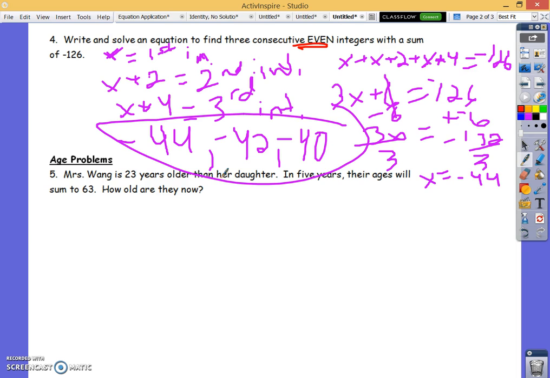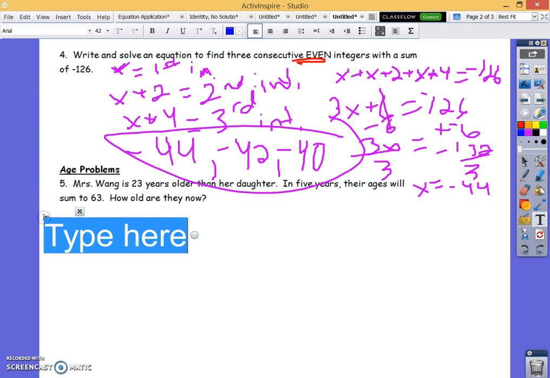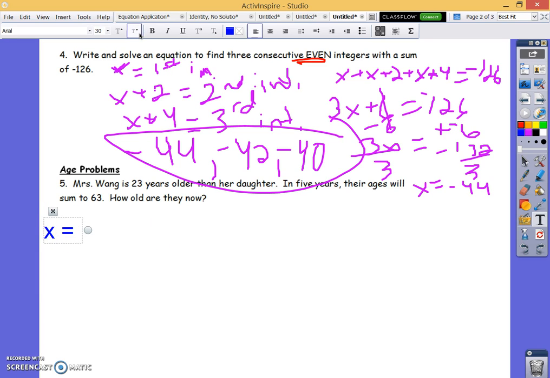Well, there are a couple of ways that you could do this, but the first thing we need to do is define a bunch of variables. I'm going to type, actually, because I'm having so much trouble writing. I think it will be neater if I type for now. So I'm going to say that x equals. Now, I know something about Mrs. Wang. I don't know anything about the daughter. And we always want our most mysterious variable to be our x. So x is going to be the daughter's current age.